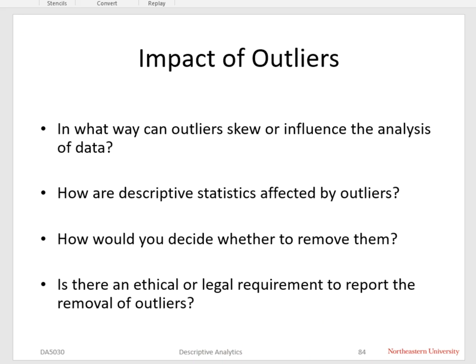So what you do with them really is up to you. Like I said, you have to think about how the outlier can influence or skew your analysis. So that's an important question you have to ask yourself. And then depending on how you view that impact potentially, you may choose to define outliers at a different level, or you might choose to exclude them.